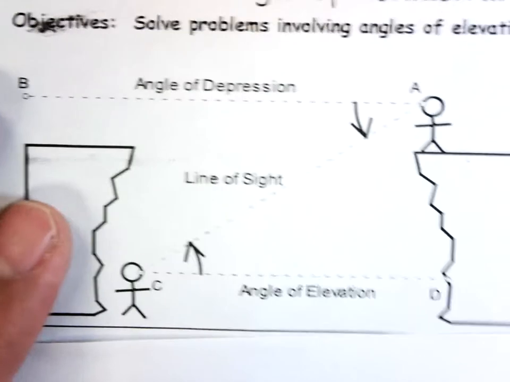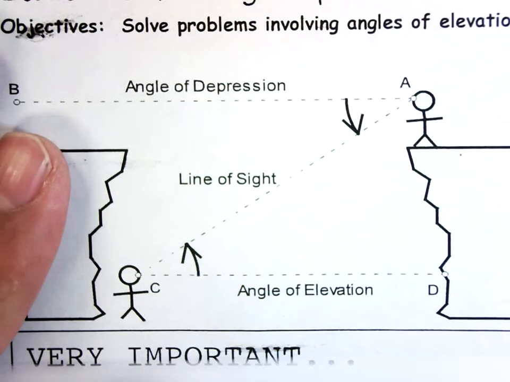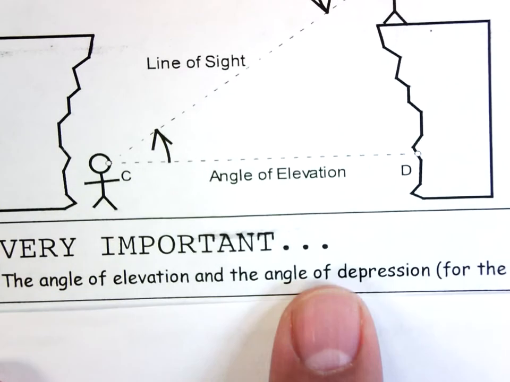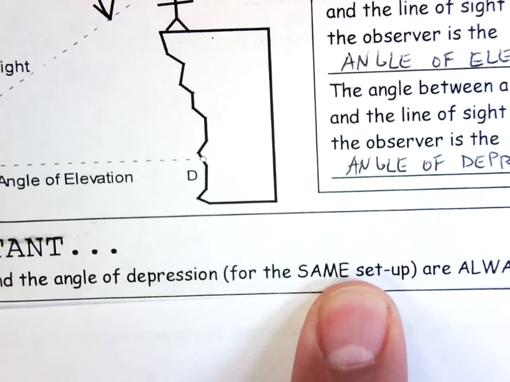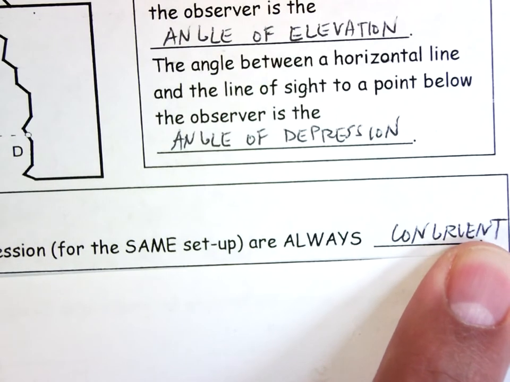Just look real quick. Look at these two angles. Can you guess what might be true about an angle of depression and an angle of elevation just by looking at this picture? What kind of angles are they? Do they look familiar to you? Well, they should. And we answer that question right here. The angle of elevation and depression for the same setup are always what? They are always congruent to each other. And why would that be?